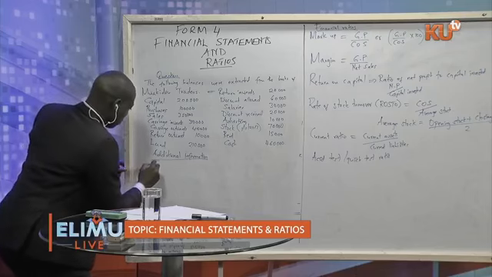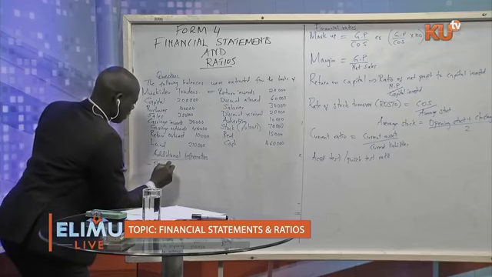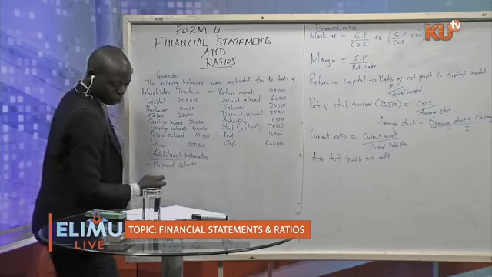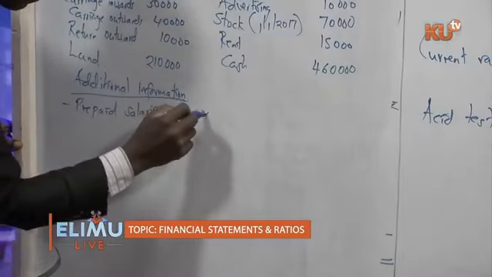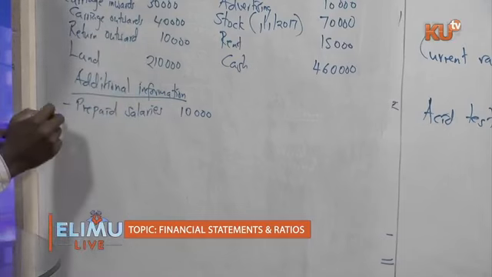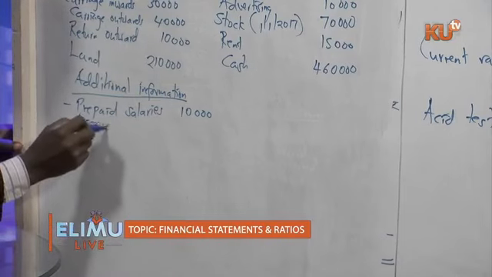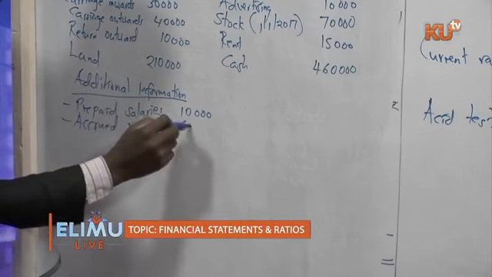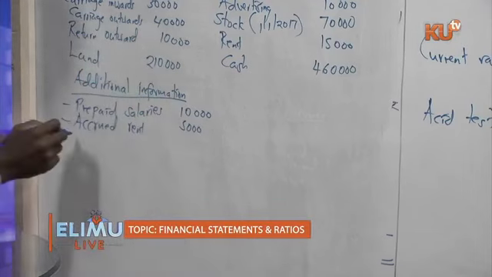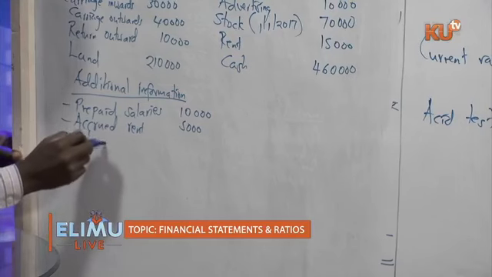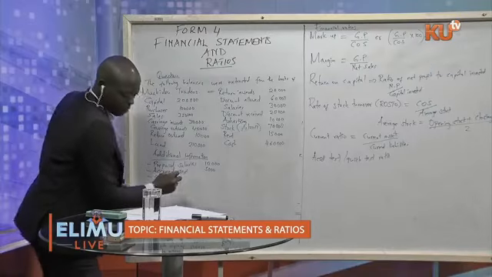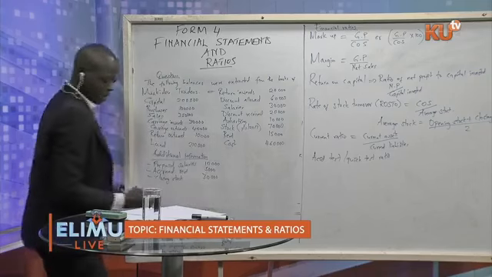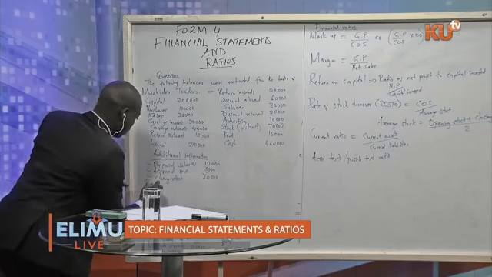We have number one, prepaid salaries amounting to 10,000. We have accrued rent amounting to 5,000. And then finally we have closing stock amounting to 30,000. You are required.